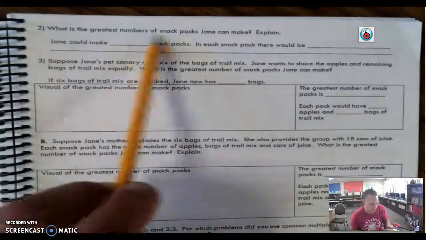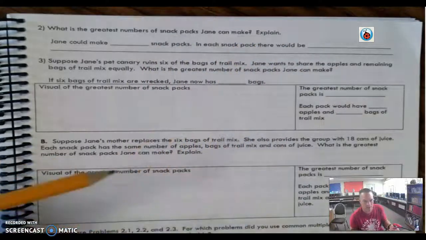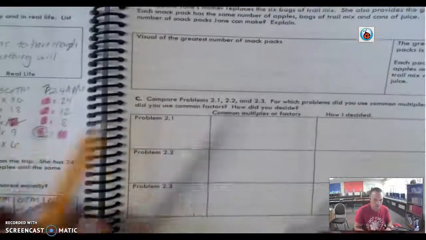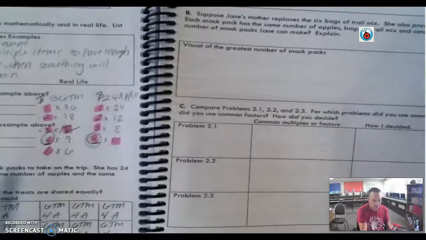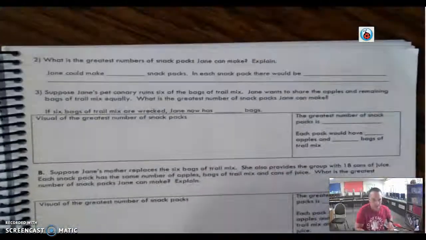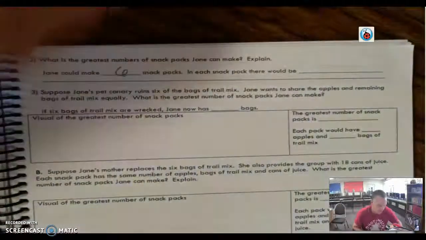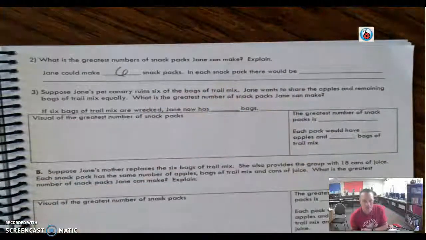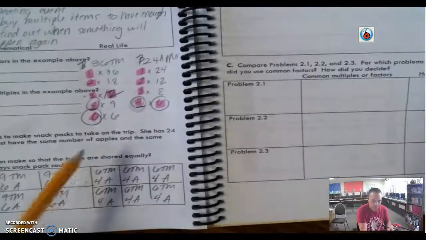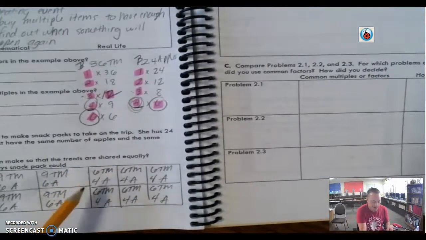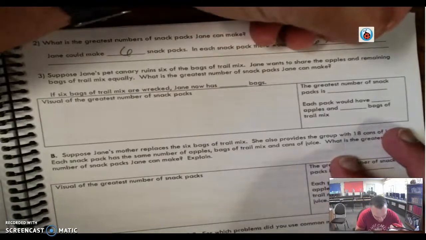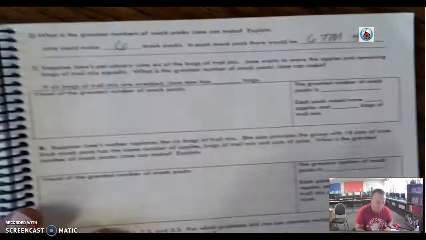So what is the greatest number of snack packs Jane can make? This is talking about how many bags. How many bags total could she make? So if we look over here, we find the greatest common factor. The biggest one is going to be 6, right? So she could make a total of 6 snack packs. And then each snack pack, how many would be in each one? Well, you can look right back at the other page, right? There'd be 6 trail mix in each bag and 4 apples. So I'm just going to write 6, just like I did before, and 4 apples, okay?